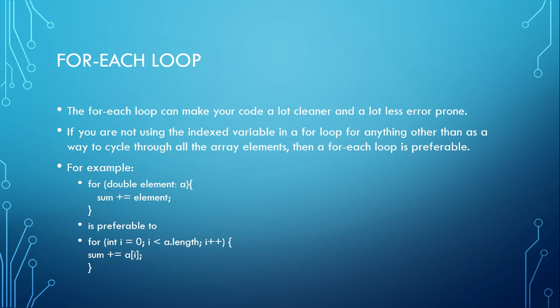Then we look at the other way, which is how we would normally do this. For int i equals 0, i is less than a.length, i plus plus, sum plus equals a of i. You'll notice that this is a lot cleaner in presentation than the second way. Now, if you're not comfortable doing it the first method, and you're more comfortable doing it how we've been doing, that's perfectly fine. There's nothing that says you have to do it this way. It's just another way that you can cycle through your arrays.